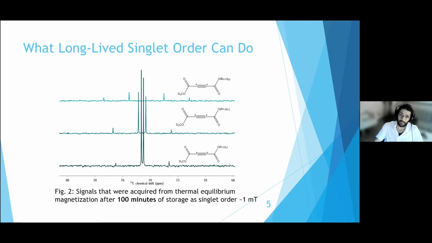Here is an example of what a long-lived singlet order can do in some of my experimental results. These are 13C spectra, and these were generated from thermal equilibrium magnetization, room temperature, solution state, at 9.4 Tesla. You can store that polarization as singlet order at 1 millitesla, and it turns out you can preserve all of this magnetization, one scan after 100 minutes of storage, which really opens the path to a lot of crazy NMR.